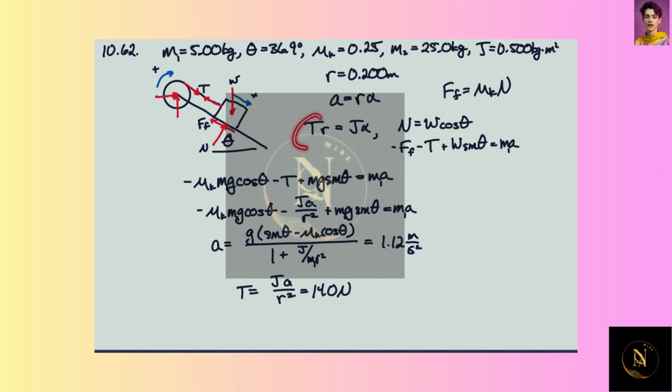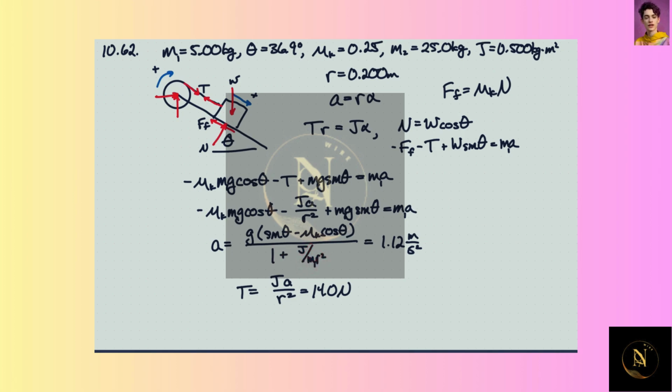Now we can solve for T, and then substitute this for alpha, so we get T equals JA over R squared. And then we can just do a little algebra here and solve for A. So we get A equals g times this quantity divided by 1 plus J over M1 times R squared.